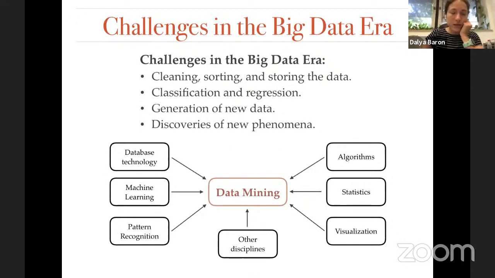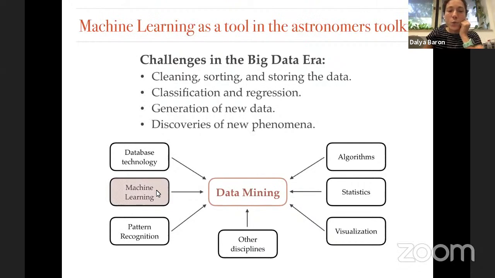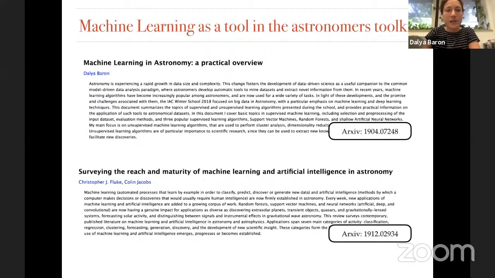And what you can see here is that machine learning is only one discipline in this data mining discipline. And what I want to note is that machine learning is just one of many tools that we as astronomers should have. We should understand algorithmics and statistics and visualization and database technology and physics, of course. These are the other disciplines here. And we need to understand machine learning. It will help us in some cases to do our job better. And in this talk, I'm going to focus on this tiny box here as much as I can.